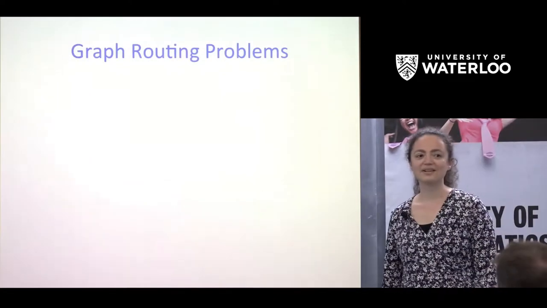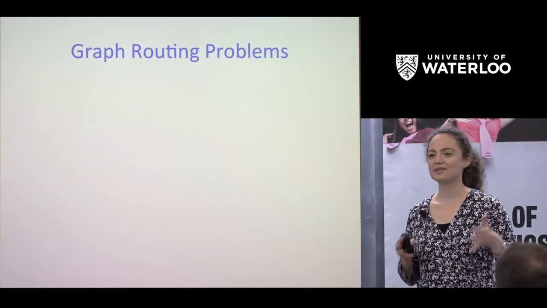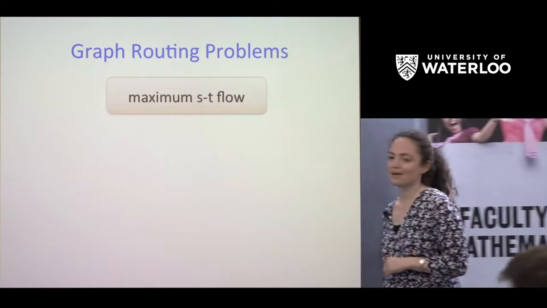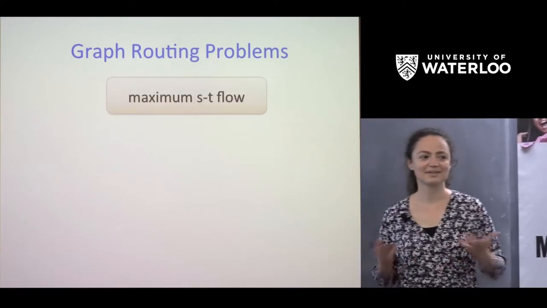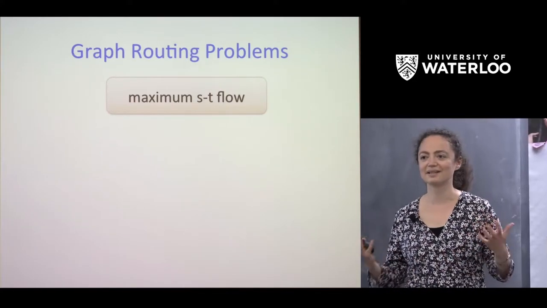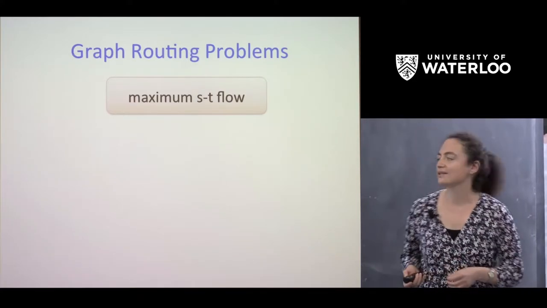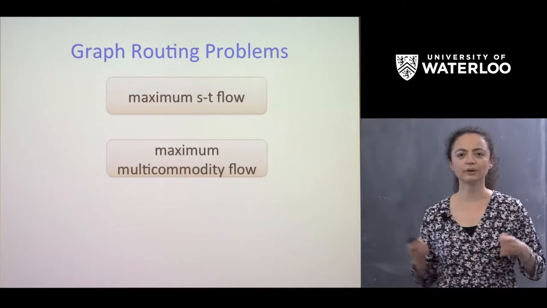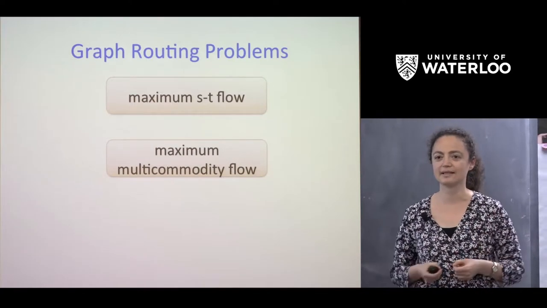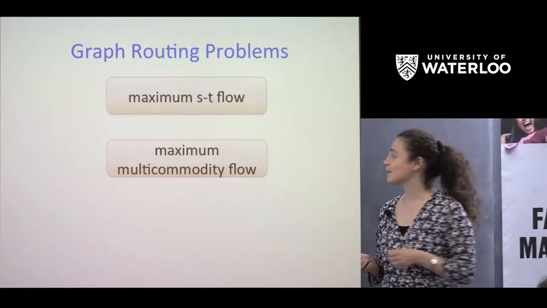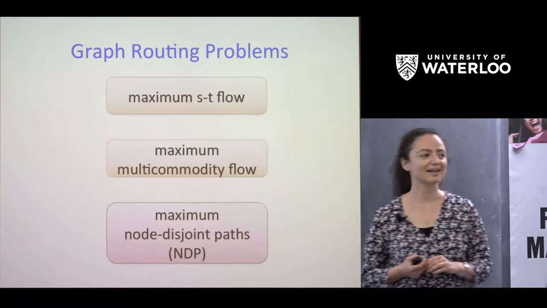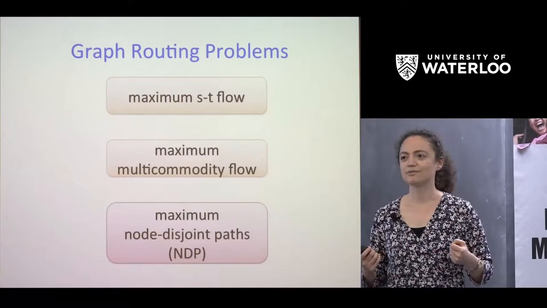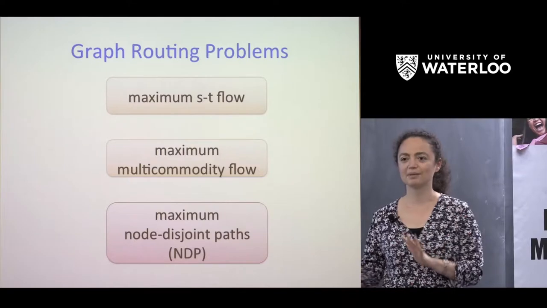So in general, in graph routing problems, we want to move stuff across the graph. Probably most of you are familiar with the maximum s-t flow problem, which is a very famous and classical graph routing problem. And then there is the multi-commodity flow problem, which is like the s-t flow problem, only you have several such s-t flows in your graph simultaneously. So the problem I'll be talking about today is mostly called the node-disjoint paths problem. You can think about it as the multi-commodity flow problem, only an integral version of it, but I'm going to define it.